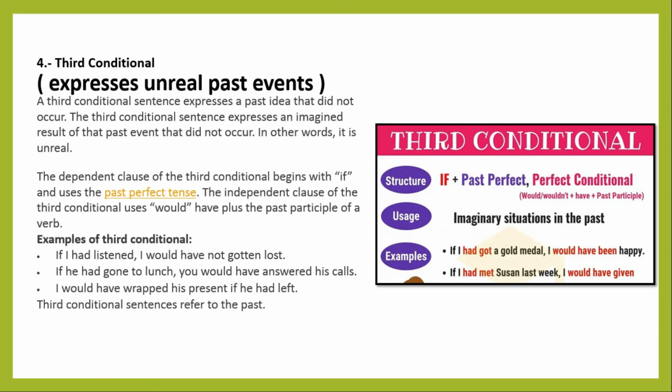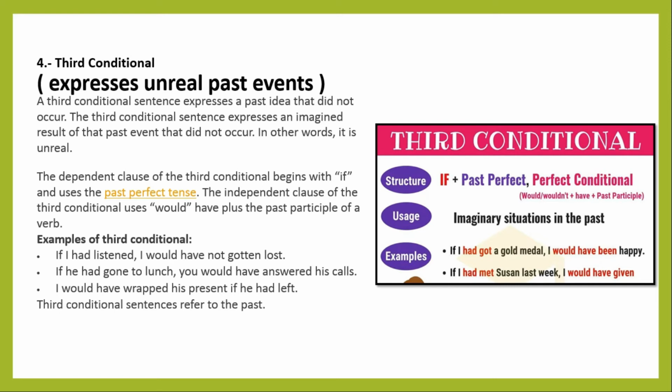Another conditional. How many conditionals do we have to learn? Oh, we've got more, but come on, it's very simple. We've got the third conditional, but this expresses unreal past events. So what is that? Of course. The third conditional expresses a past idea that did not occur. It expresses an idea that didn't happen. It expresses an imagined result.